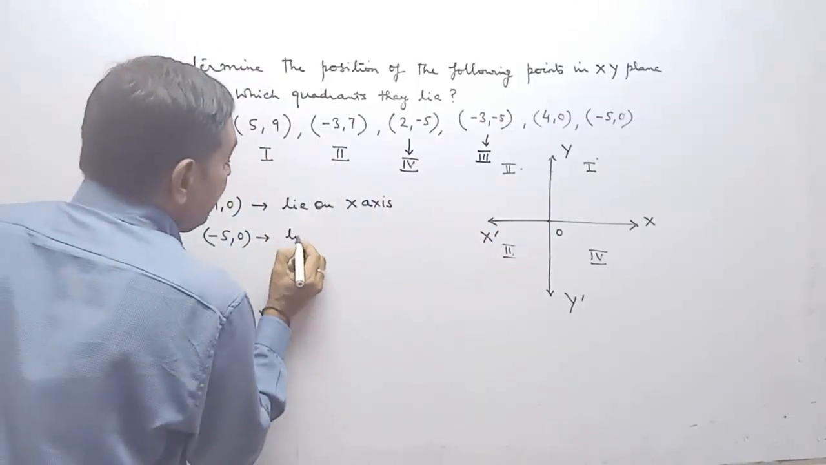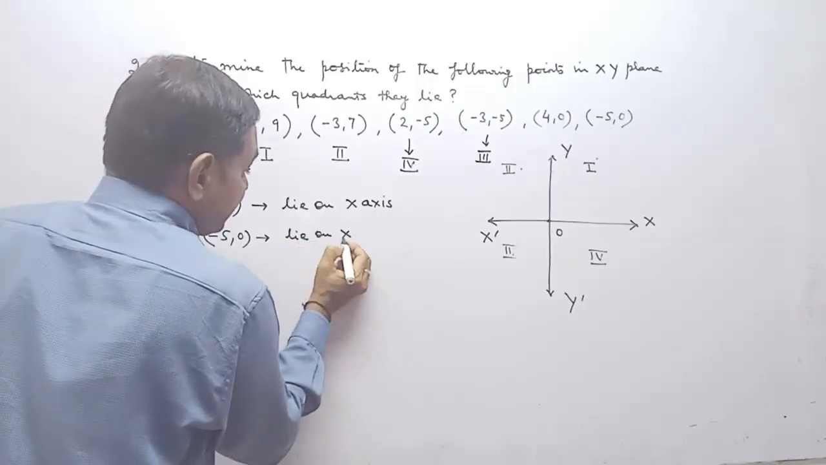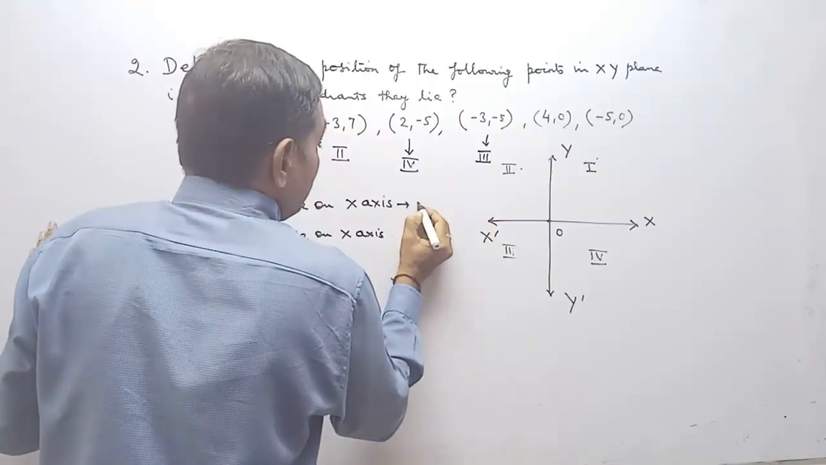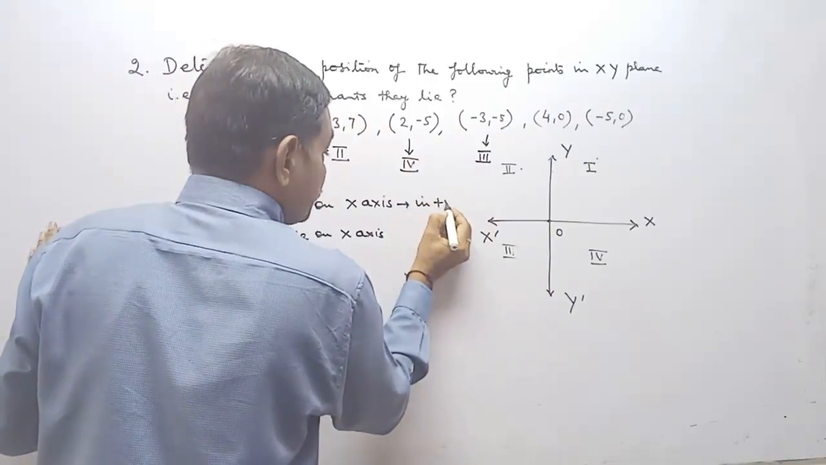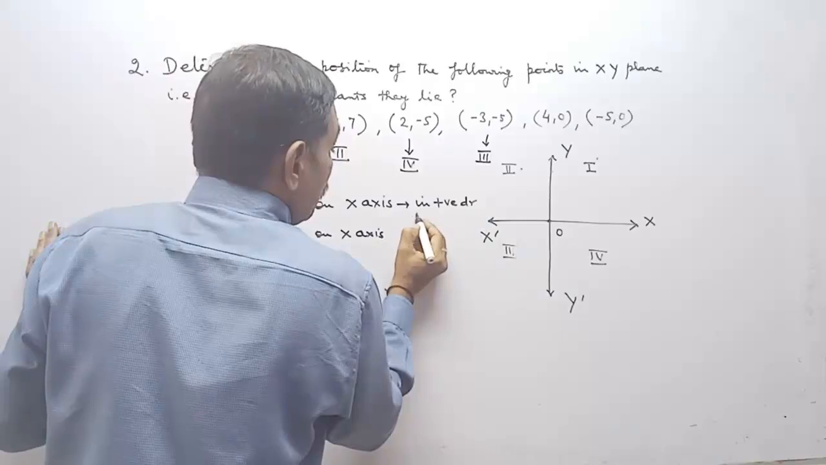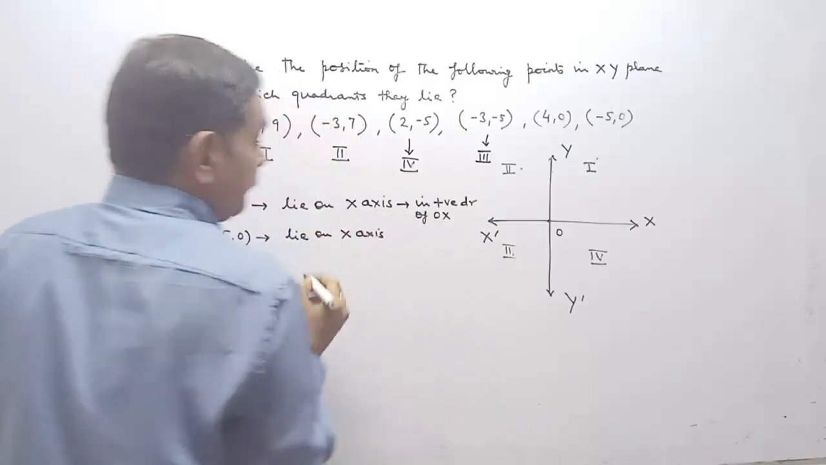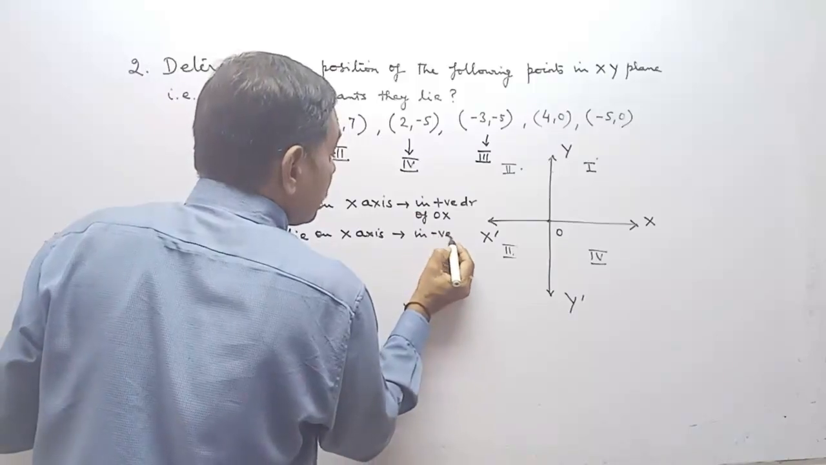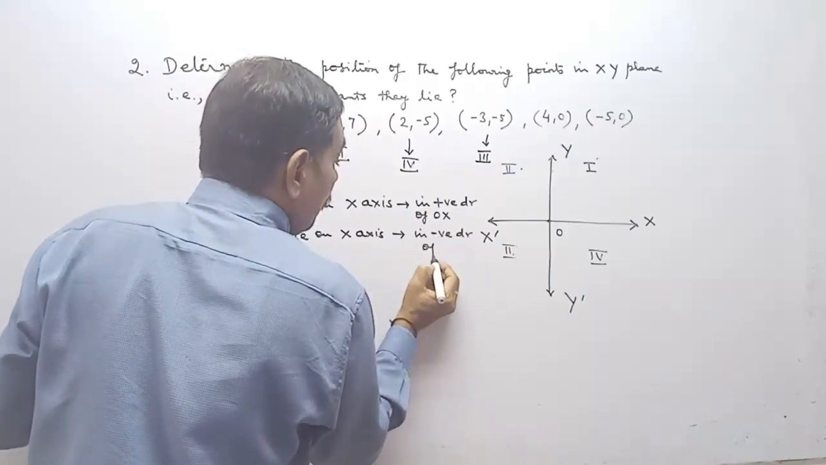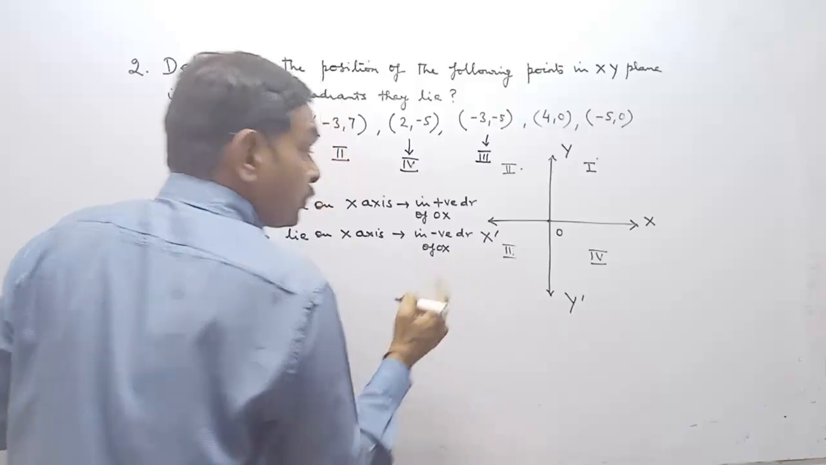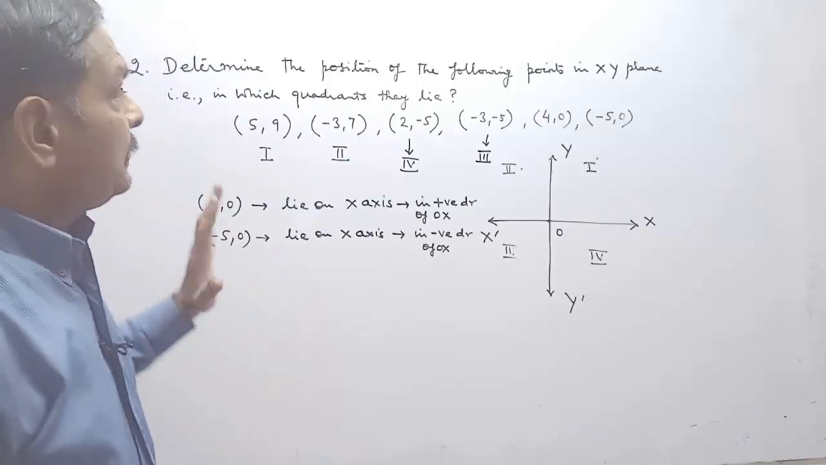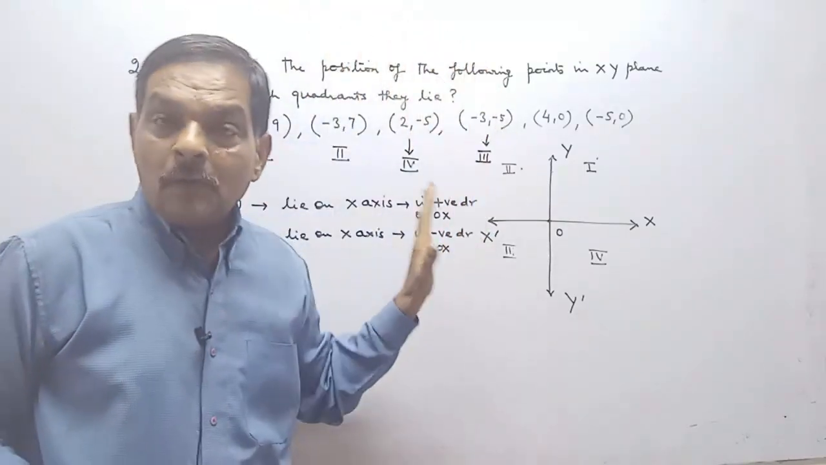So it will lie on X-axis, here in positive direction of OX, and here in the negative direction of OX. That is in OX dash direction. I hope that this question is now clear to you.